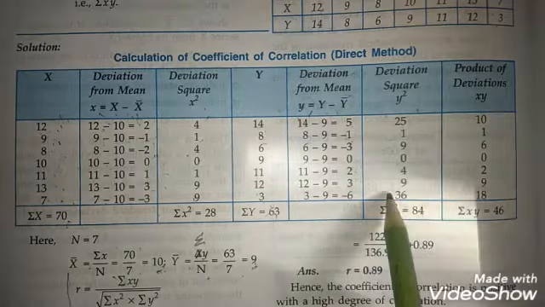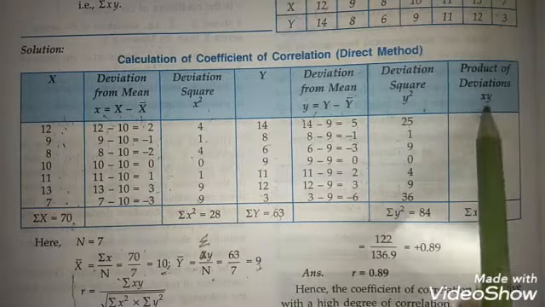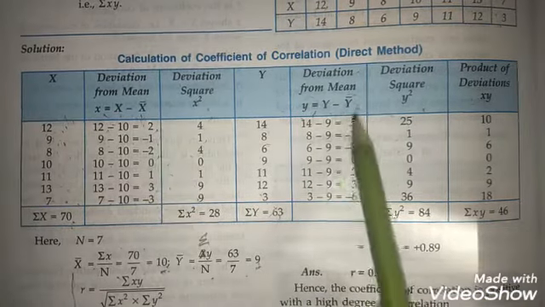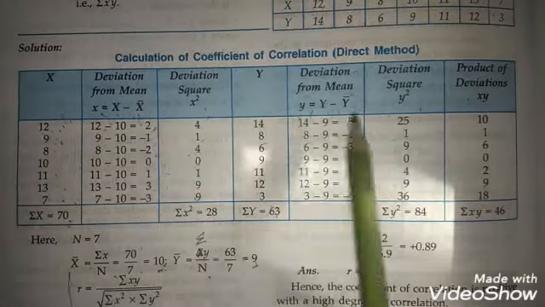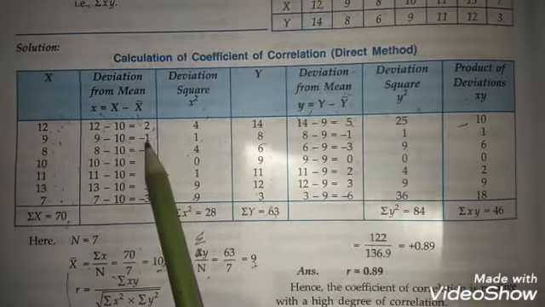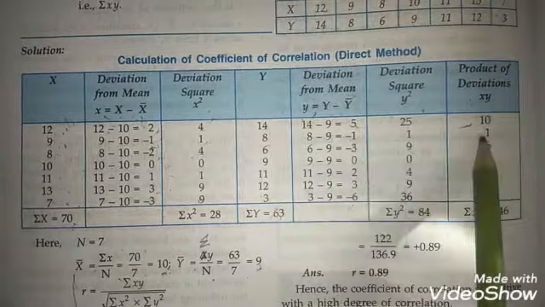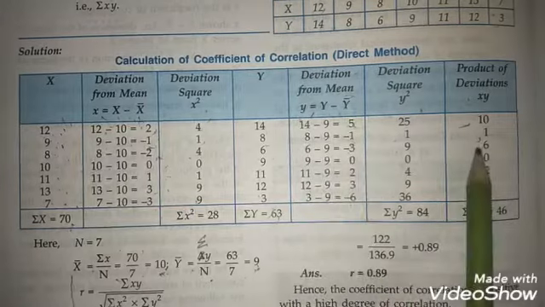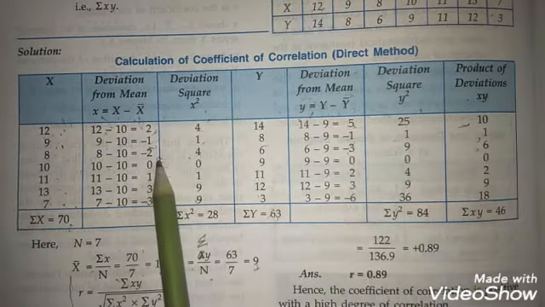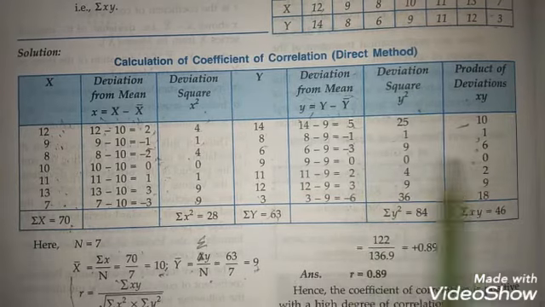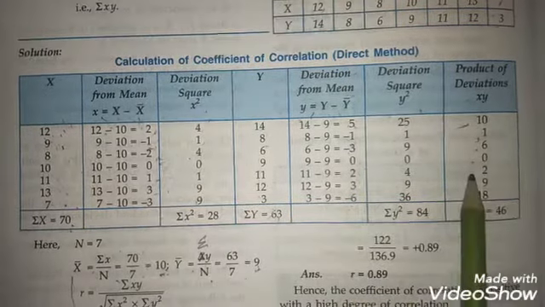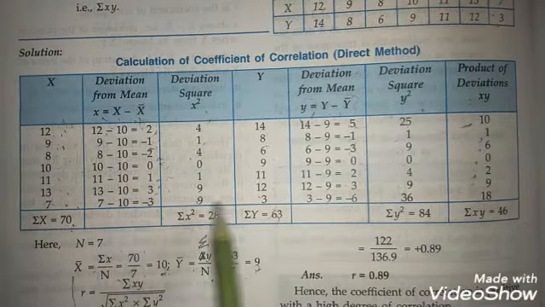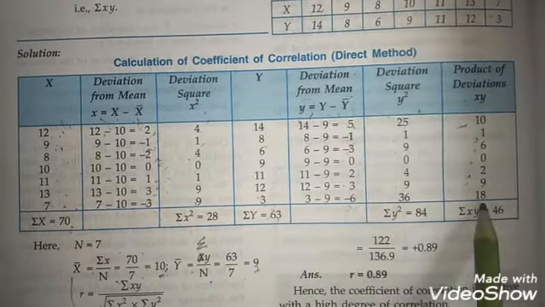Now the next step that we have to do is we have to take out the product of deviations X and Y. So this is our deviation X and this is our deviation Y. So this will be 2 into 5, 10, minus 1 into minus 1 will be a positive 1, minus 2 into minus 3 will be a positive 6, then 0 into 0 will be 0, then 1 into 2 will be 2, 3 into 3 is 9, and minus 3 into minus 6 is a positive 18.